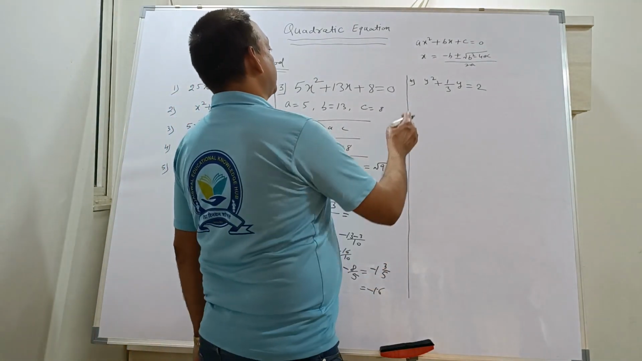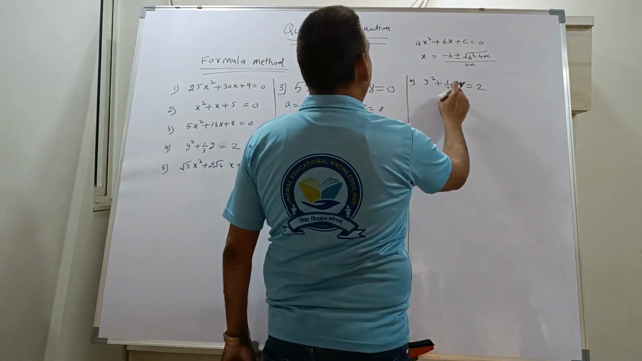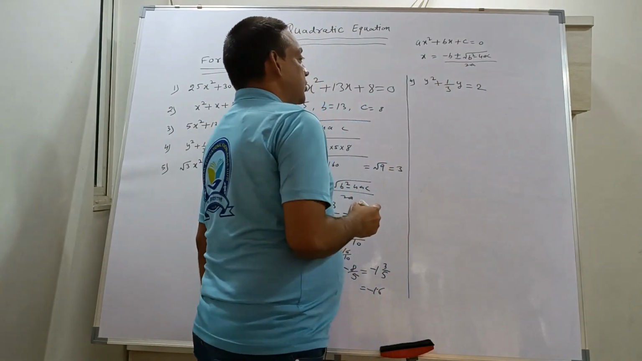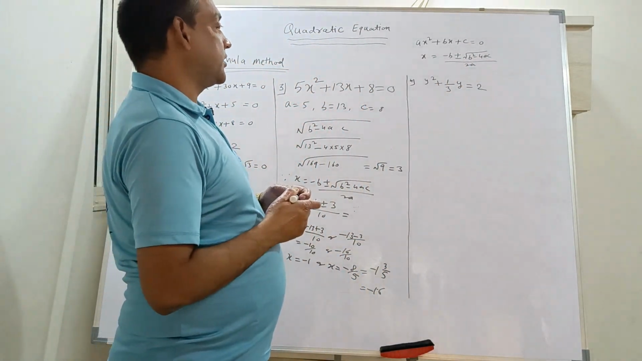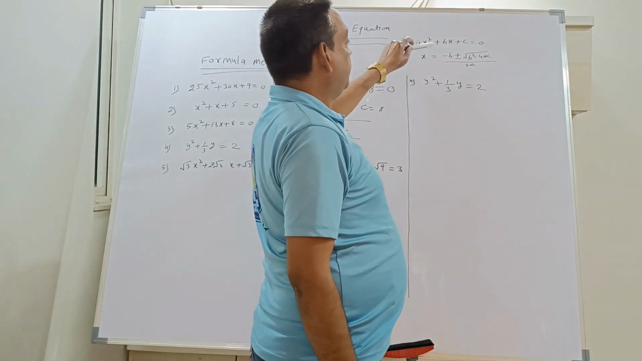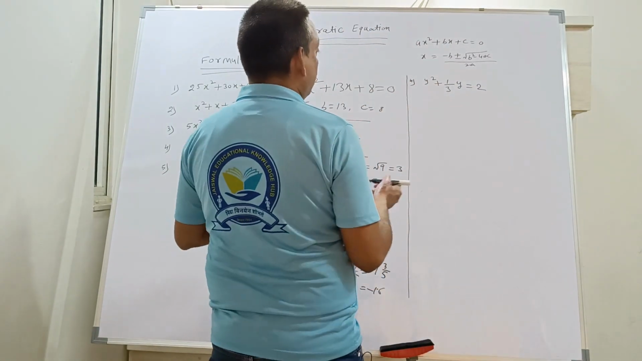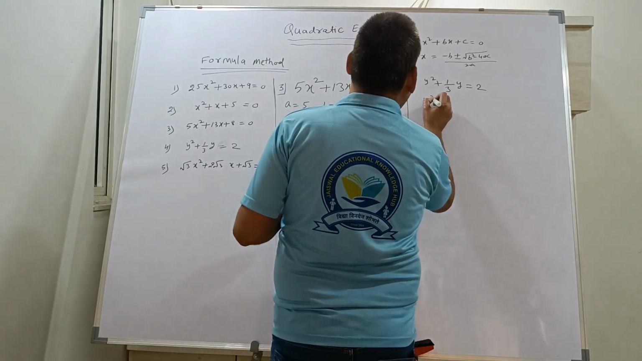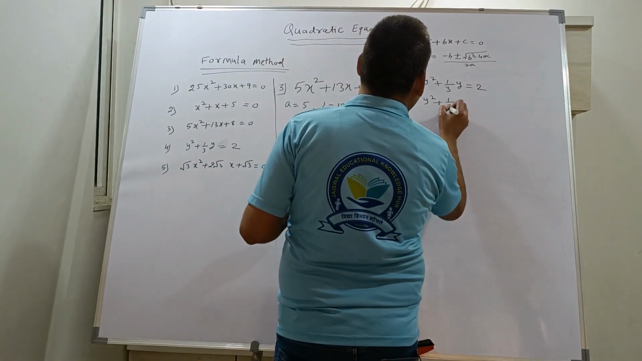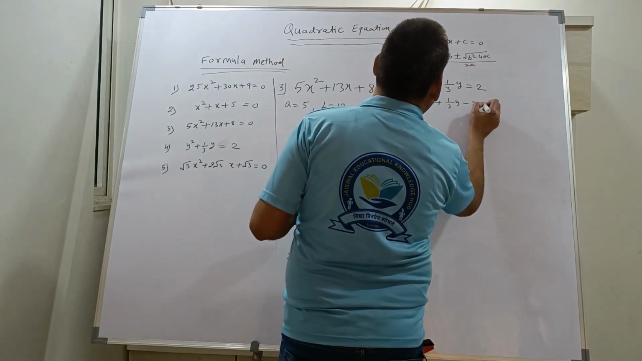Okay, now the next one is y square plus 1 upon 3y is equal to 2. So here there are two methods. You can directly take a is equal to 1, b is equal to 1 upon 3, and c is, okay, first we have to write in the general form. So y square plus 1 upon 3y minus 2 equal to 0.